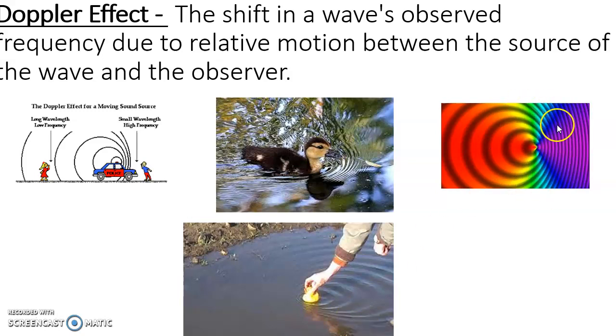But light also exhibits the Doppler effect. When a star is moving towards you, the electromagnetic waves get bunched together and they look more bluish or purplish. When the star is moving away from you, the electromagnetic waves will be more spread out and it will look more reddish.